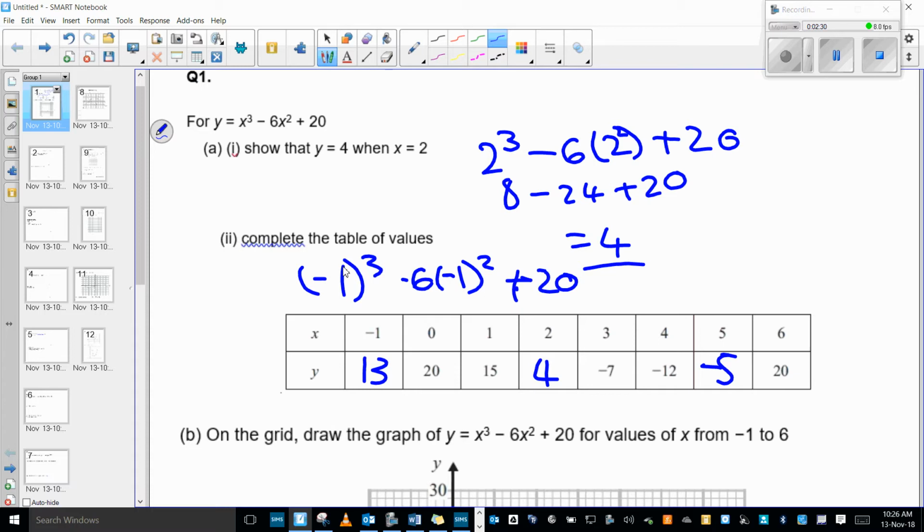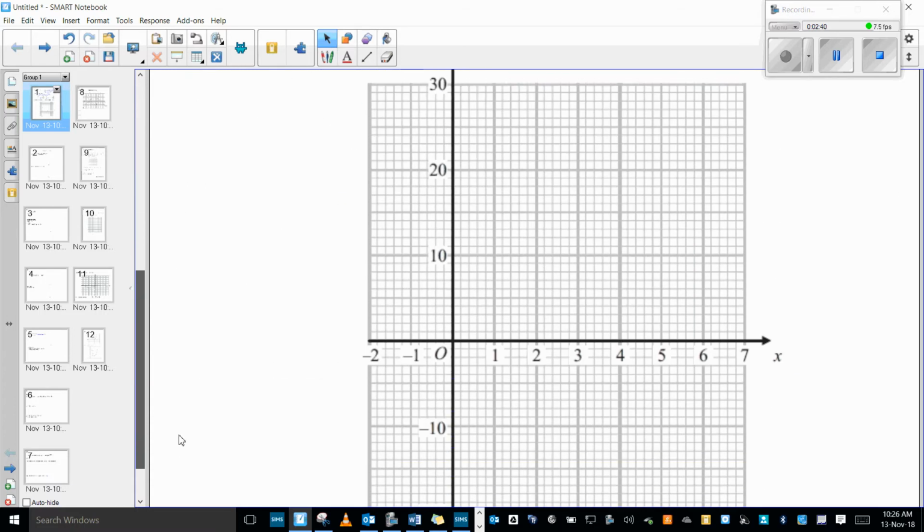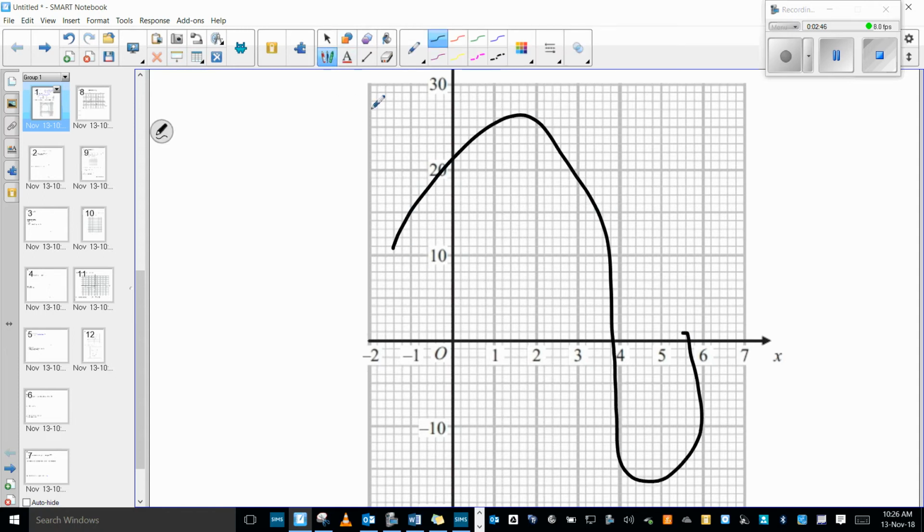Okay, and then what would you do? As coordinates, yeah. Okay, you're happy with that? When you do it, it kind of looks like this. Oh, it really doesn't. It really, really doesn't. But when you plot them, you'll see that it does that.